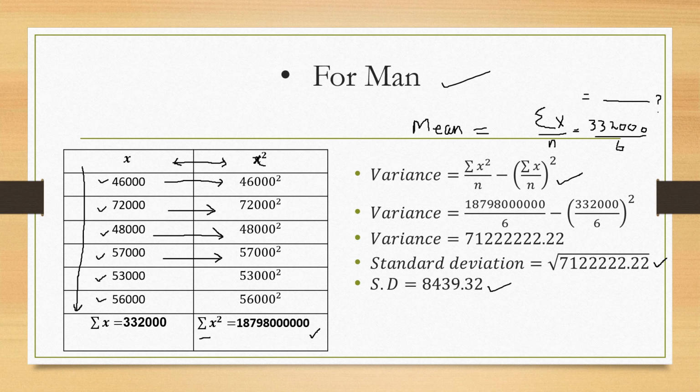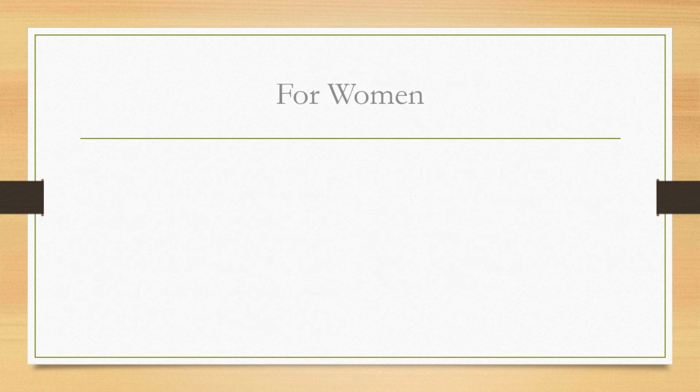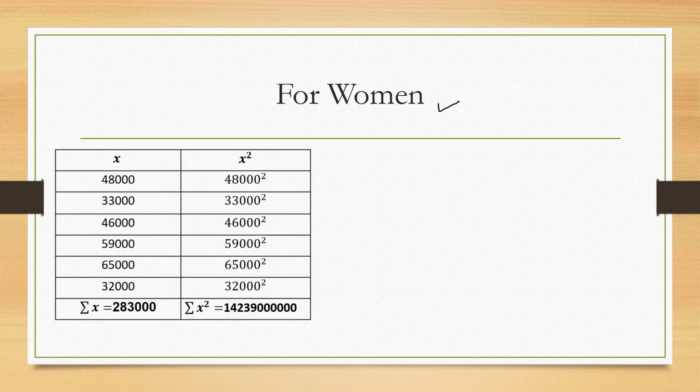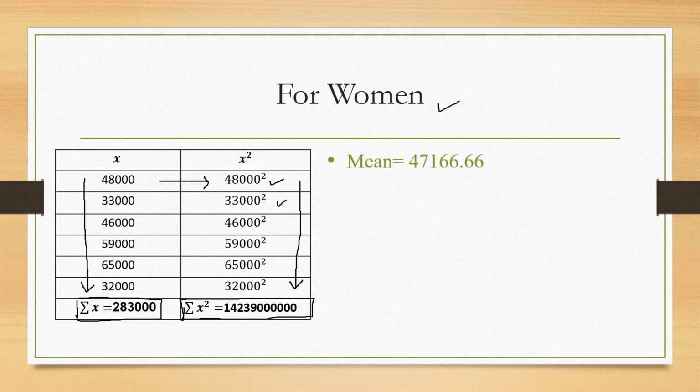Okay, now my dear student, we need to find the same thing for the women. In the same way, here you need to write down all the data for the women, and in the next column it will become 48 square and then 32 square. Here you need to find these. You will write them down like this, and in the last column you will add all the values of x, the sum of x, and the second column will become the sum of x square.